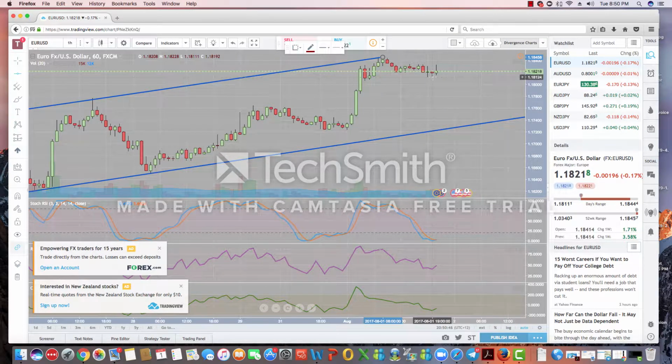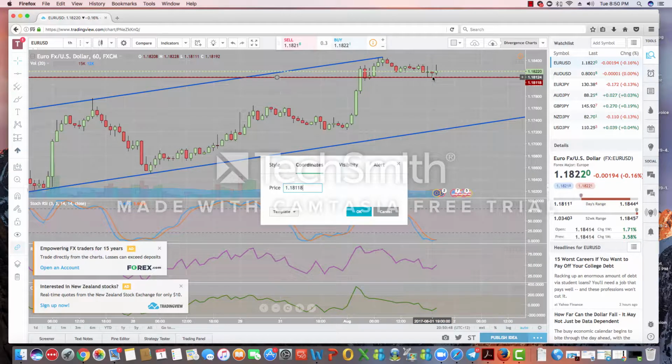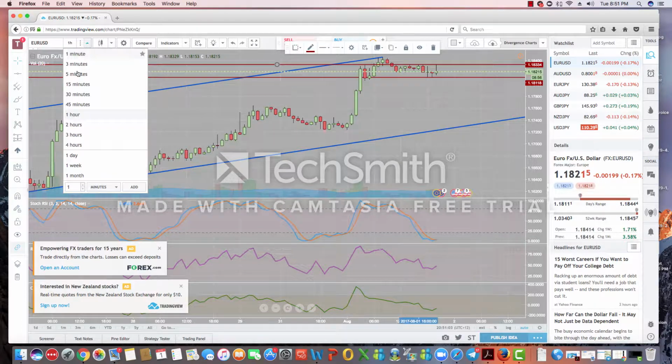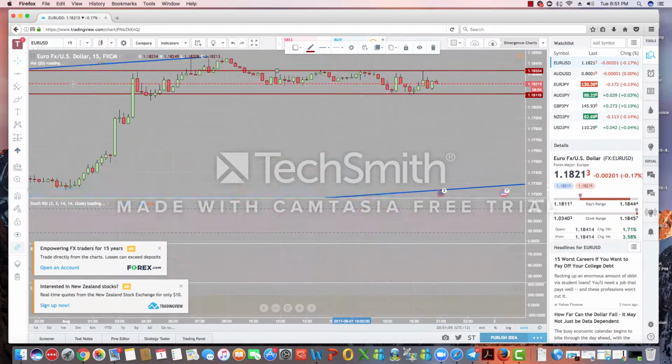And let's see if we've got some horizontal supports that maybe we can work with. And there looks like there's another one up the top there, round about there. Okay, that's quite a strong one by the look of it. We've got a few candles touching there. Let's go down into a lower time frame and just see what that looks like.